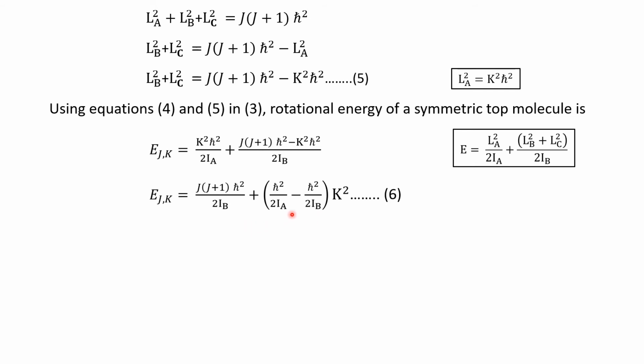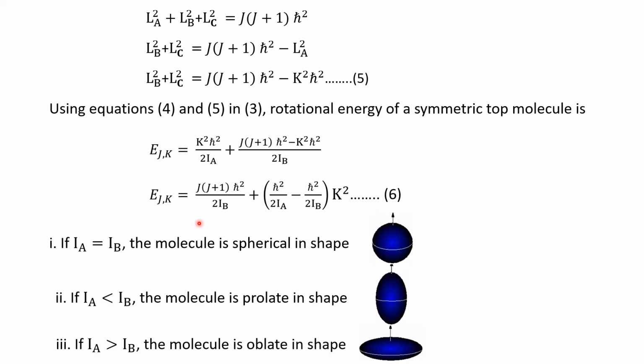So if we remove the non-linearity, K of course goes to 0, and we have only this portion, which is equal to the diatomic molecule. So we have the two categories. If both these moments of inertia are the same, we have the spherical shape. If IA is less than IB, we have this shape. This is known as the prolate. And if IA is greater than IB, we have this shape. This is known as the oblate shape.